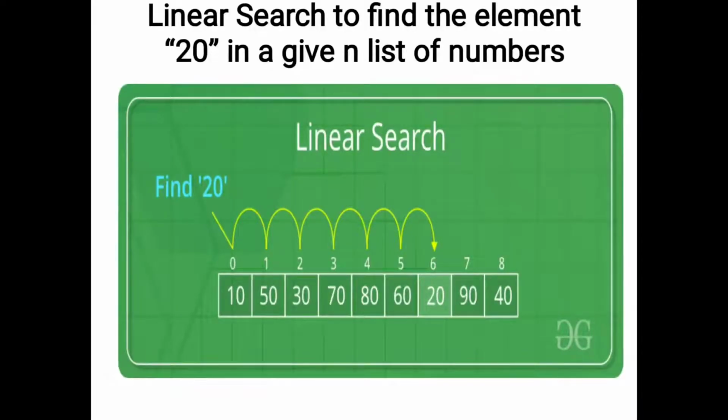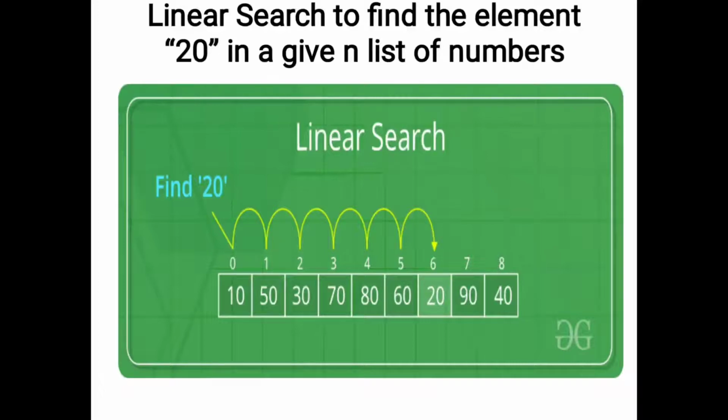Next, the diagrammatic representation of linear search. The elements we have passed in the array are 10, 50, 30, 70, 80, 60, 20, 90 and 40. In total, 9 elements are passed in the array. Next, we have to search for the element 20. First, 20 is compared with the first element, 10, at the 0th index. After comparing, the element is not found.